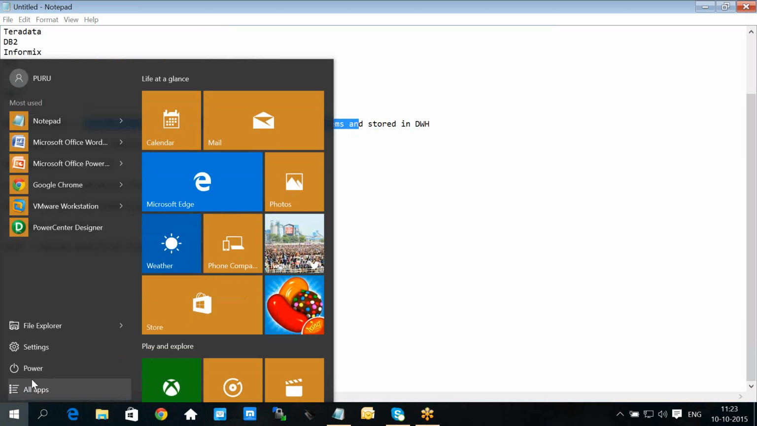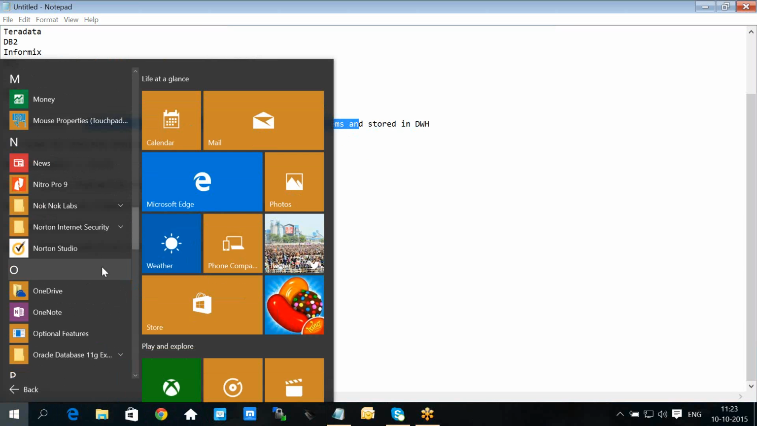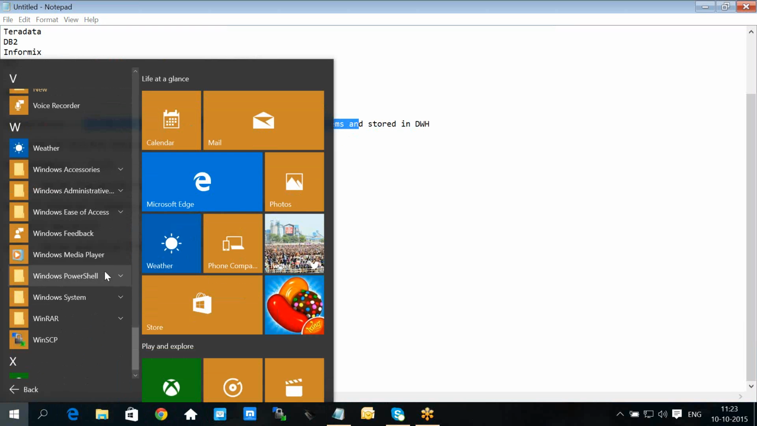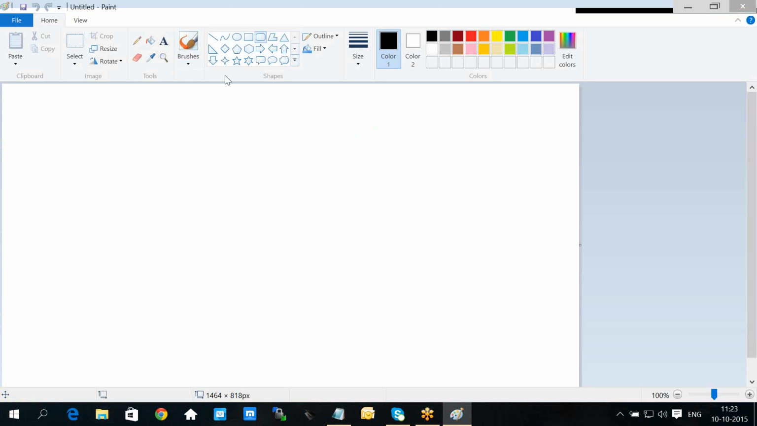Okay, for some reason it is not working. So let me go here and open a paint diagram. Okay, so we have different transactional systems.